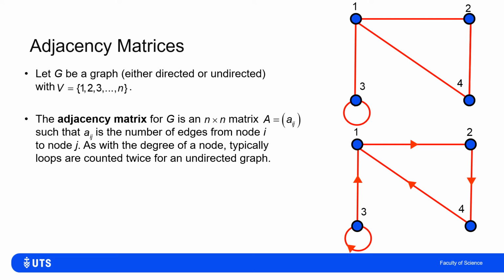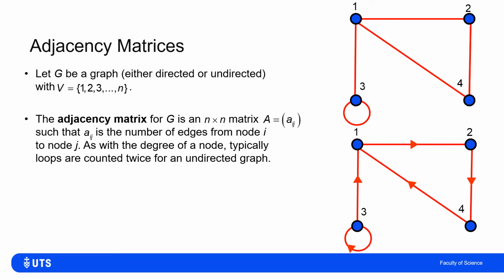We define the adjacency matrix for this graph with n nodes to be an n by n matrix, which just counts the number of edges from each node to each other node. Now, as I said in the previous video, we will count loops in an undirected graph double. We'll count them twice. Some texts, some sources have a slightly different definition where they're single counted, but here we'll stick with the definition of double counting those.